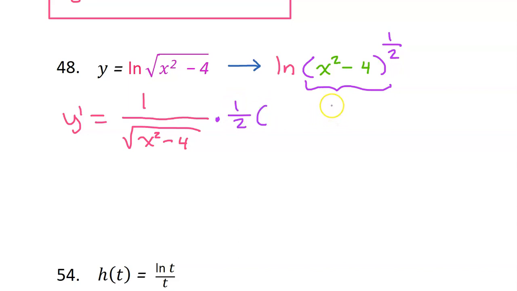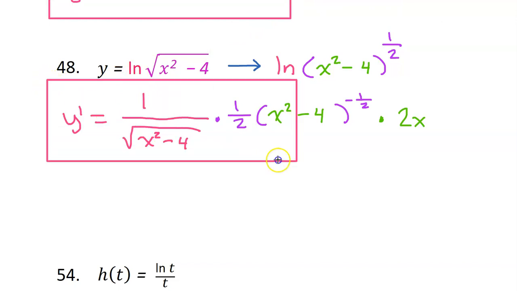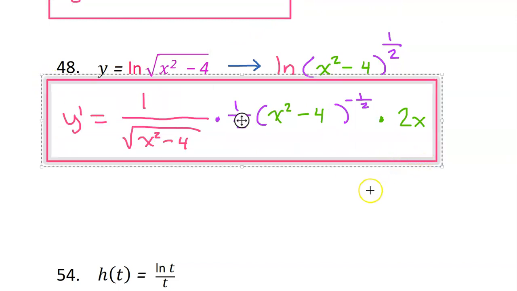So I do the 1/2 in the front. I subtract 1 from the exponent, so that will leave me with negative 1/2. I leave the inside part the way it is, but then I multiply by the derivative of the inside part of the purple, and that will be 2x. So this is a valid expression for the derivative. So you could write your answer just like this and leave it like this.